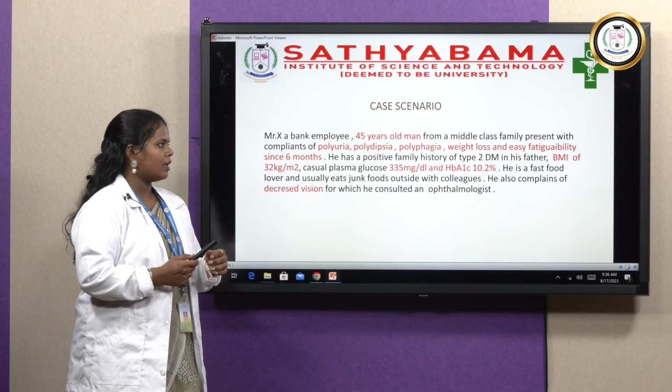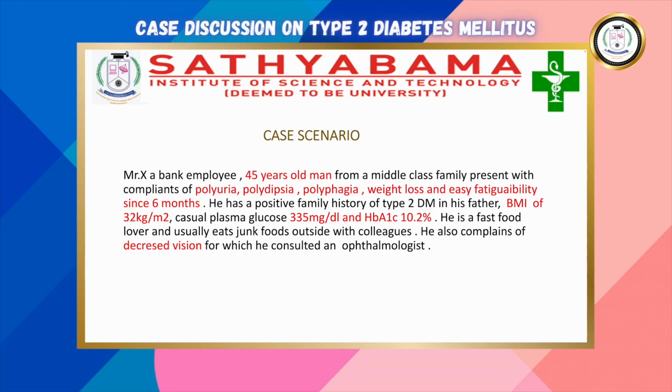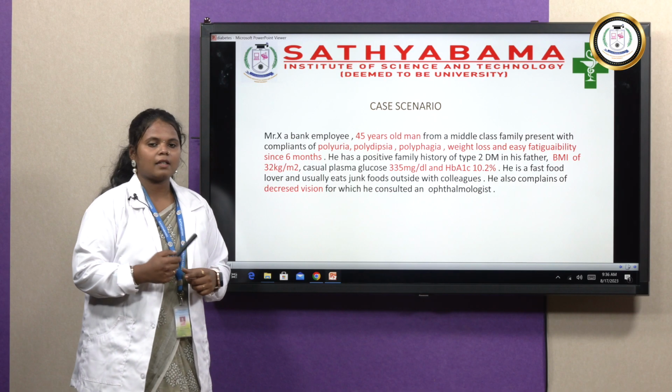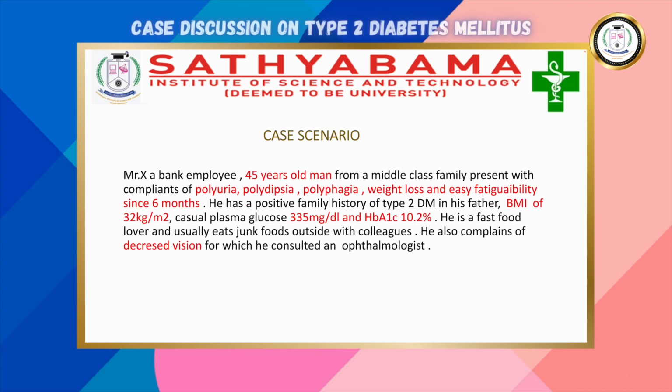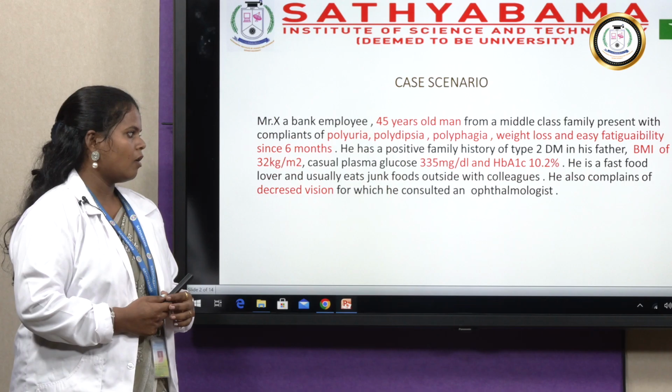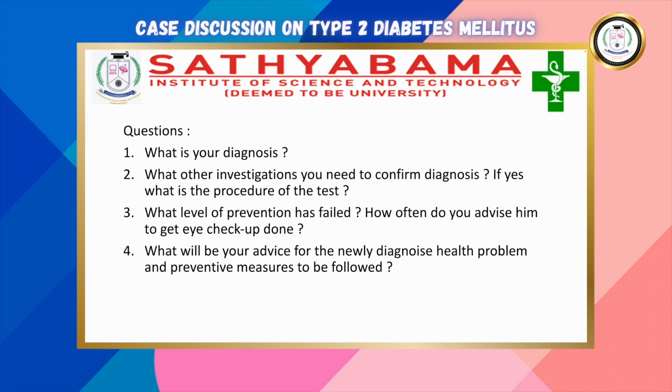And coming to the other findings, the patient has a plasma glucose level of 335 and his HbA1c is 10.2%, which is slightly increased from the normal level. He is also eating junk food outside with his colleagues, and he has complaints of decreased vision, for which he consulted an ophthalmologist. Now, these are the questions we are going to discuss in this case scenario.